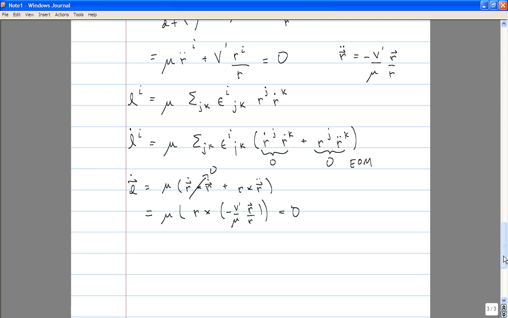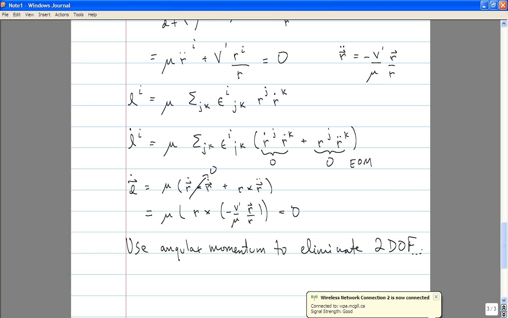Okay. So now we can use the angular momentum conservation to eliminate 2 more degrees of freedom and reduce our system from a system with 3 degrees of freedom down to a system with 1 degree of freedom. And as you have already learned, every system with 1 degree of freedom is exactly solvable. You just do some integral. Okay, so how do we go ahead and do that?